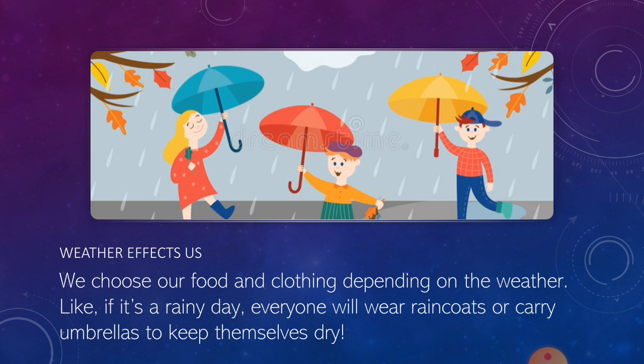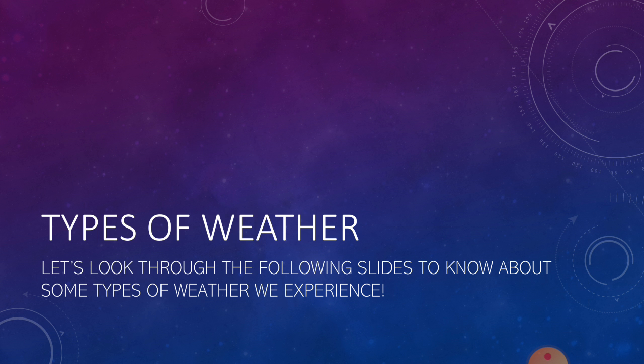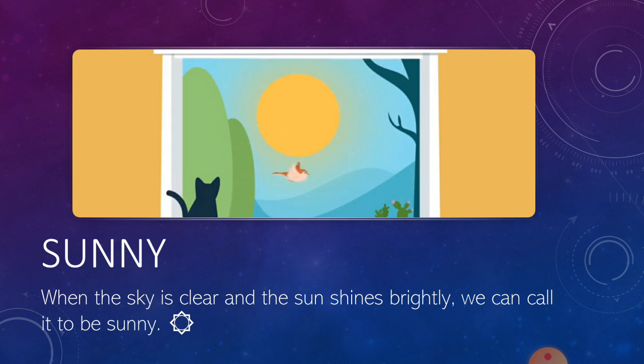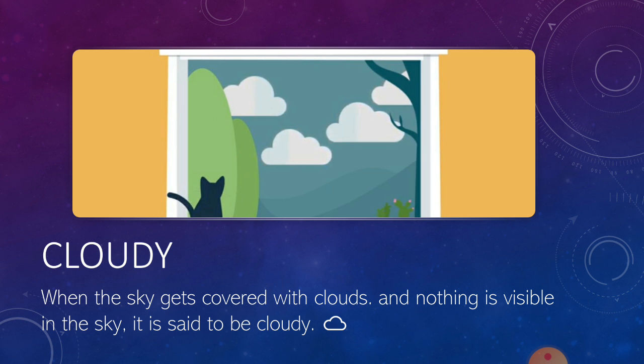We experience several kinds of weather. Let us look through the following slides to know more about the basic kinds of weather. Sunny. When the sky is clear and the sun shines brightly, we can call it to be sunny. Cloudy. When the sky gets covered with clouds and nothing apart from those dense clouds is visible in the sky, it is said to be cloudy.